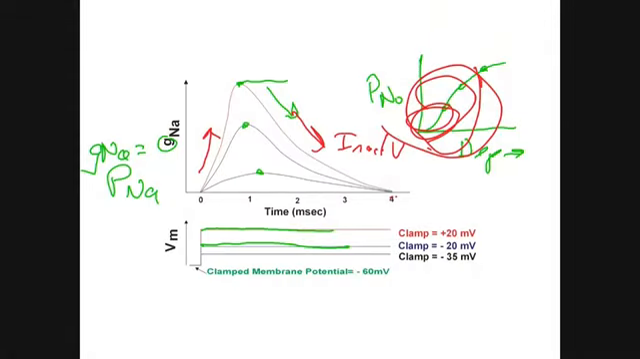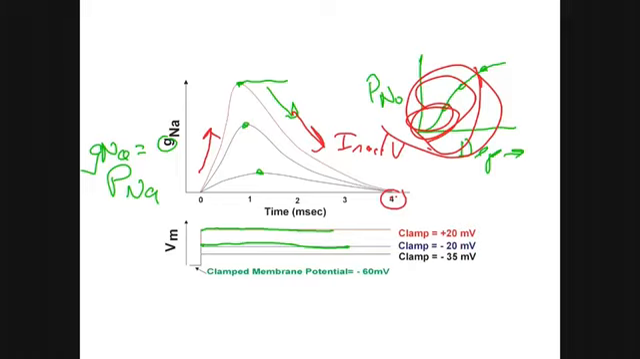No. Well, one problem I have with this mechanism is look at the time here. It takes 3 to 4 milliseconds for this inactivation process to do its thing. What's the duration of an action potential? 1 millisecond. So if you only had these kinds of changes, you would think an action potential would be longer in duration than it actually is.